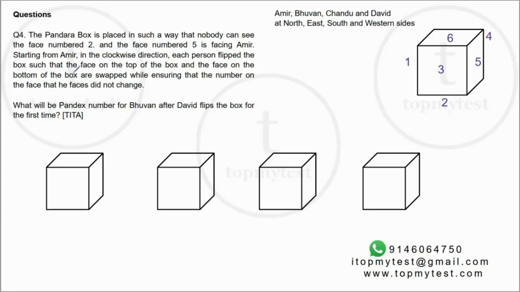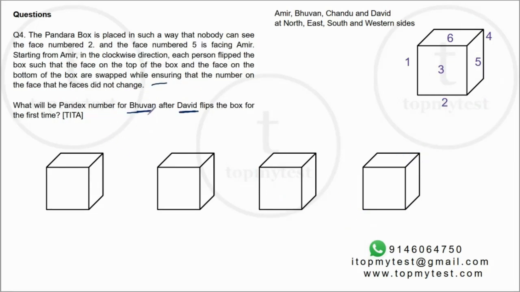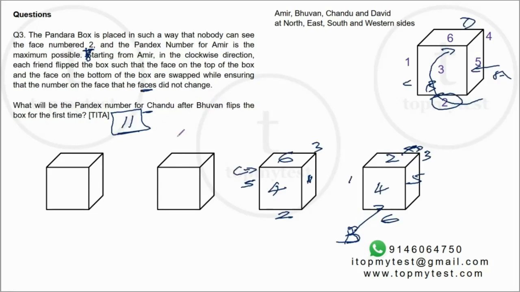And question number 4 says, starting from Amer in clockwise direction, each person flipped, the same thing. What will be the Pandex number of Bhuvan after David flips for the first time? So we have done Amer flipping, Bhuvan flipping. The question is, what will be the Pandex number for Bhuvan after David flips? So we have to go till David. So next in turn will be Chandu.